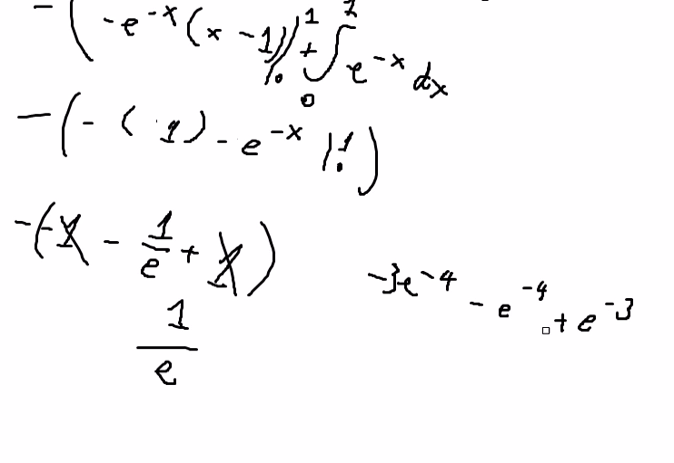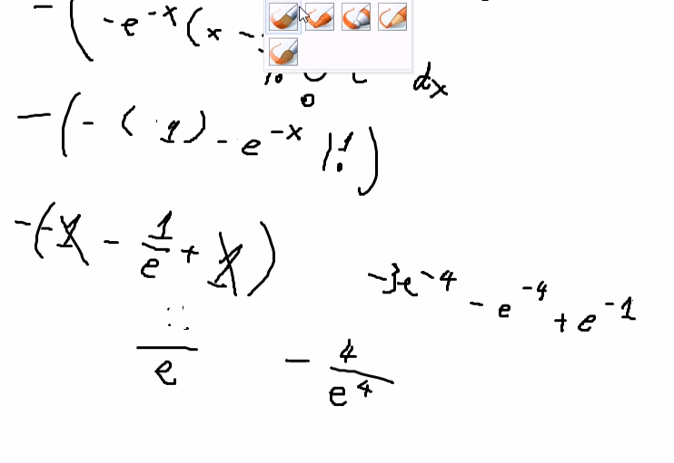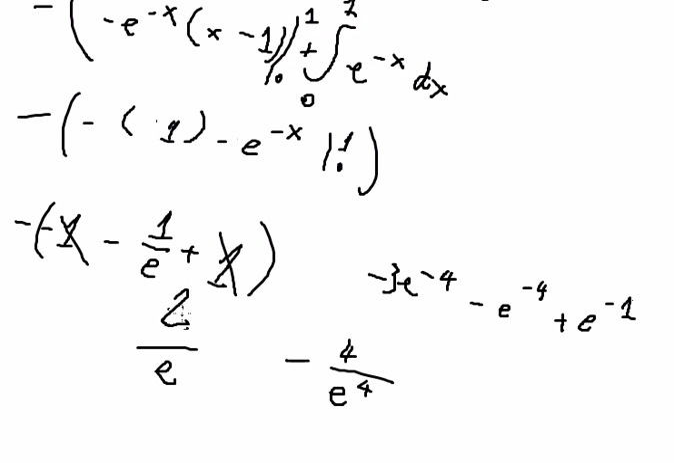Oh, this one is about number 1. So negative 3, negative 1, you get negative 4 over e to the power of 4. 1 over e, you get number 2 in here. And this is the final answer.